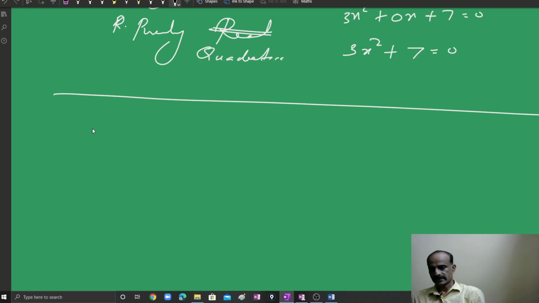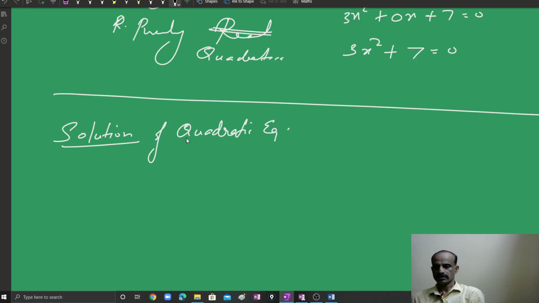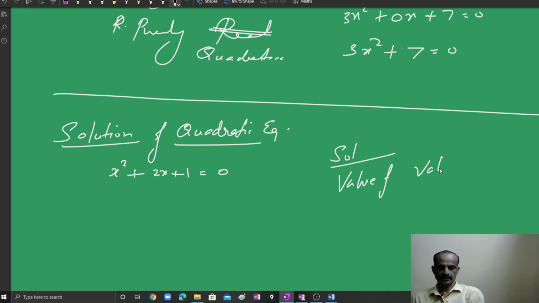Now let us look into the next thing. What do you mean by the solution of a quadratic equation? Let us consider a quadratic equation. What do you mean by the solution of any equation? Solution means nothing but the value of the variable which satisfies.